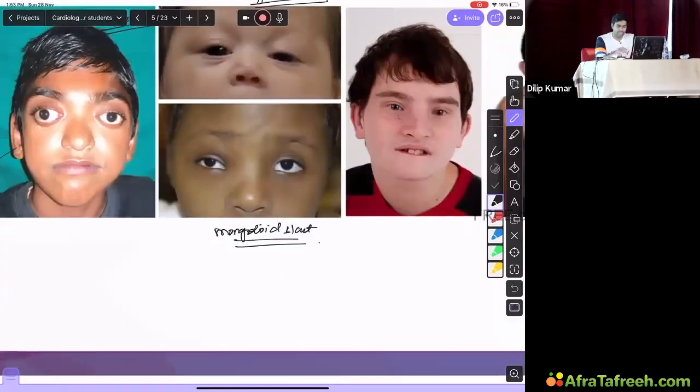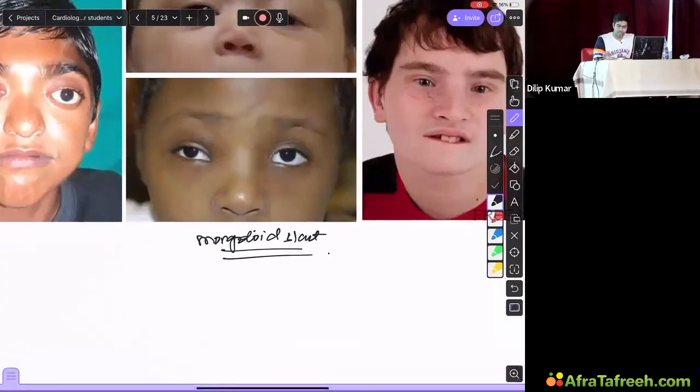But see what's happening here, see this eye. If I'm drawing a straight line from the inner canthus, see where the outer canthus is located. It is located above the line which I'm drawing, which means the eyes are slanted up like this. This is what we refer to as Mongolian slant, or otherwise called upslanting palpebral fissure. That's the definition of Mongolian slant. That's the definition of upslanting palpebral fissure.